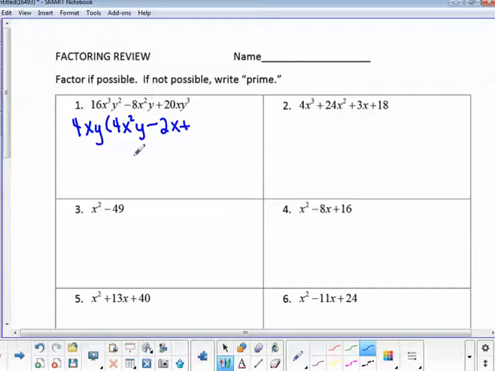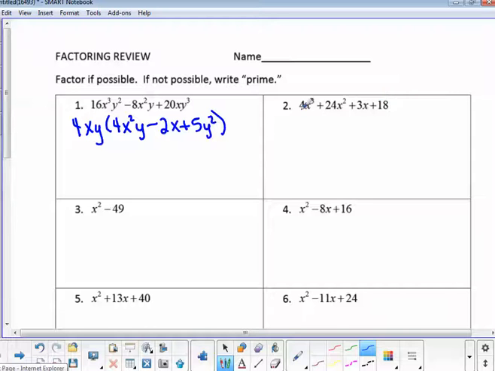So then 4 times 5 is going to give you the 20. You already have the x that you need, but you need y to the 3rd here, and this is just y. So you're going to put y squared here, and then when you multiply this times this, it should give you this one here.